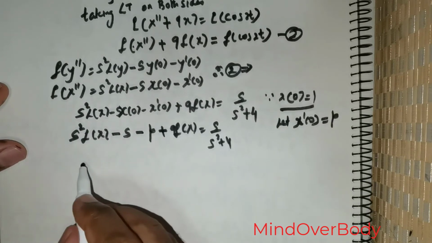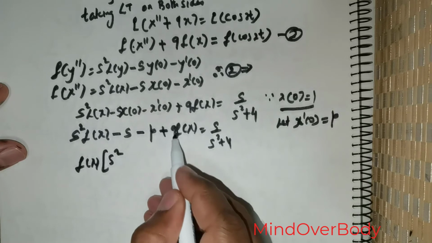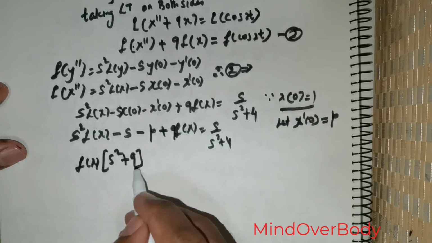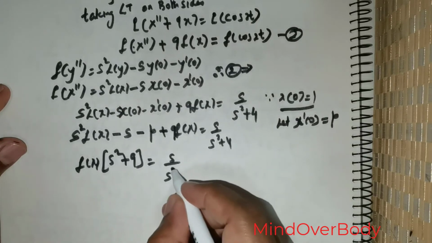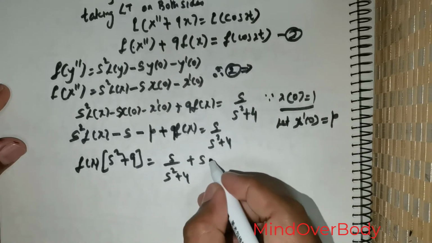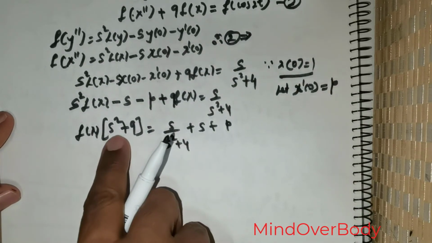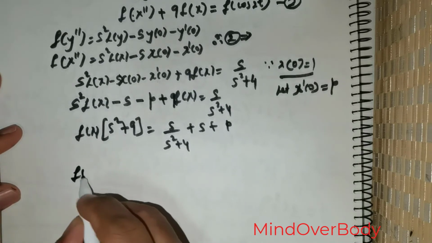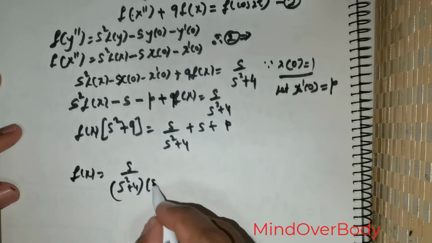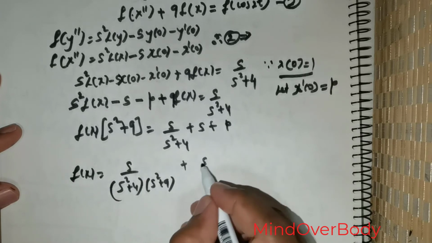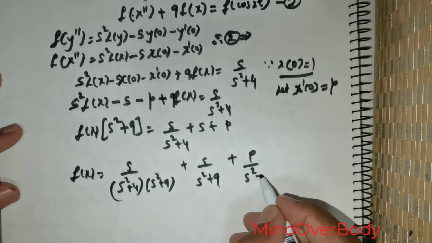Now I can take L of x out, so I would get s squared here. I have a 9 here, so it's going to be positive 9. I want to move all these things to the other side, so this is going to be s divided by s squared positive 4 positive s positive p. Now I can move this s squared positive 9 down, so L of x is equal to s over s squared positive 4 times s squared positive 9 positive s over s squared positive 9 positive p over s squared positive 9.